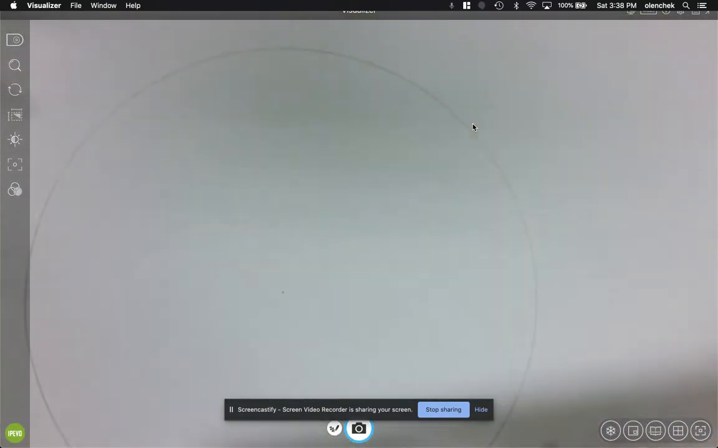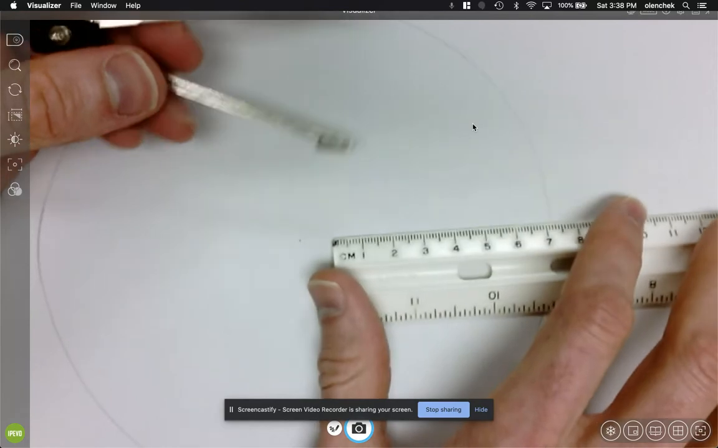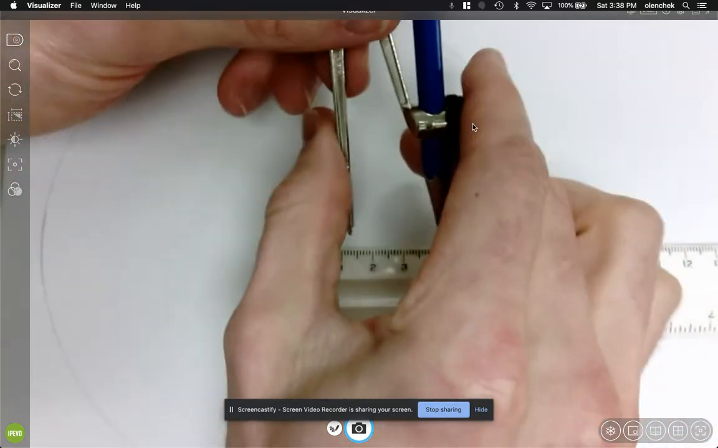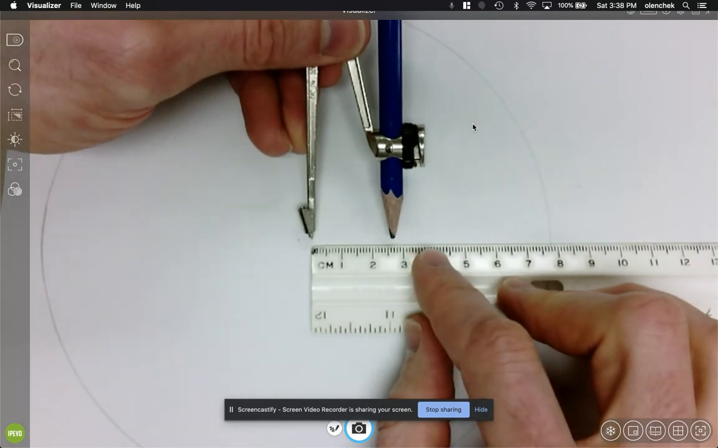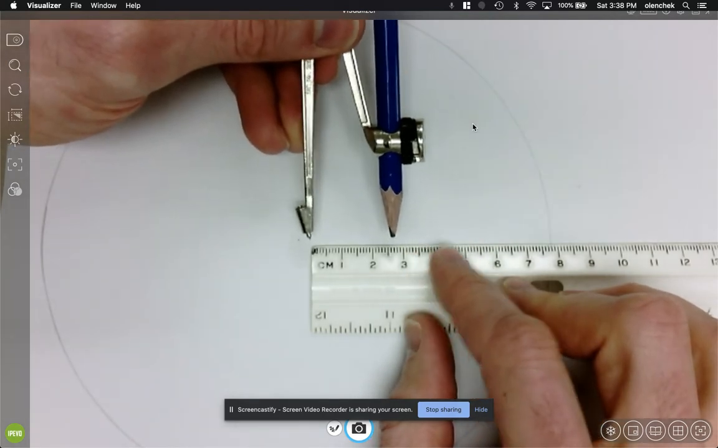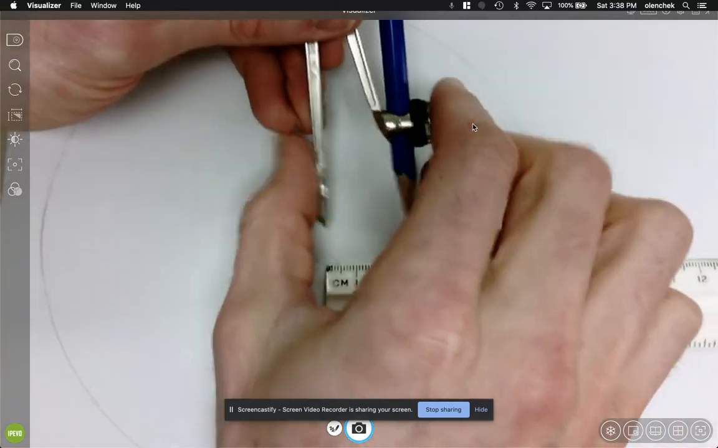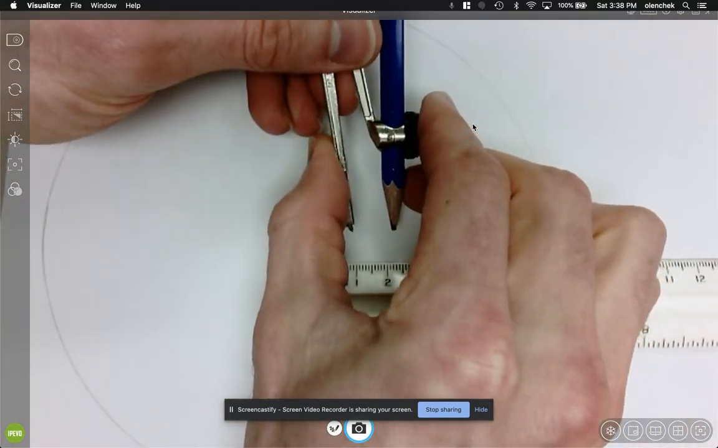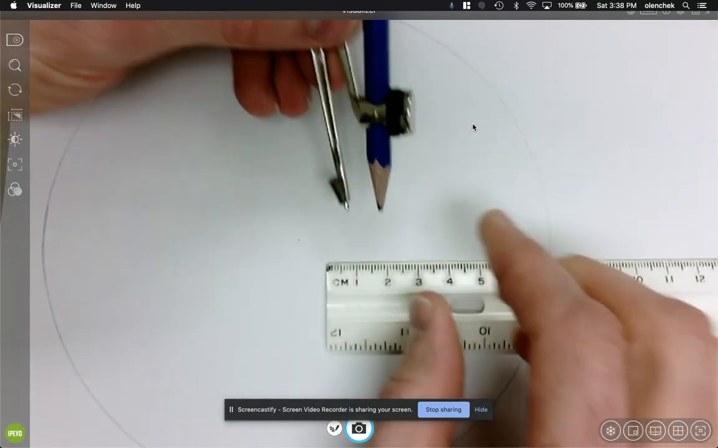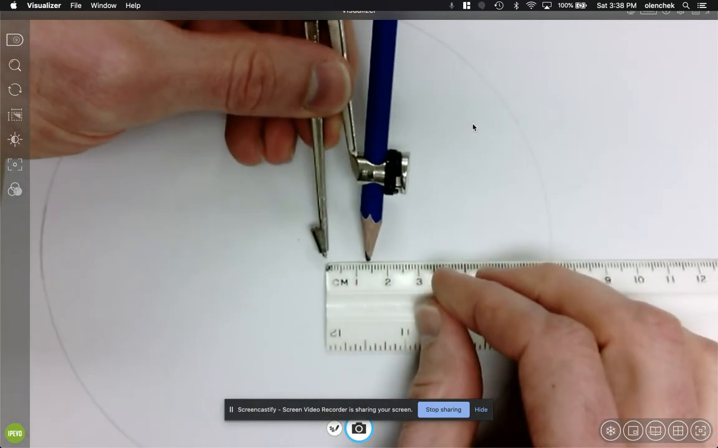Okay, so what that means, again, you're not then setting your compass to that number. You have to go by the radius, which is half of that. So if I were to do 2.7 divided by 2. Okay. 2.7 divided by 2.